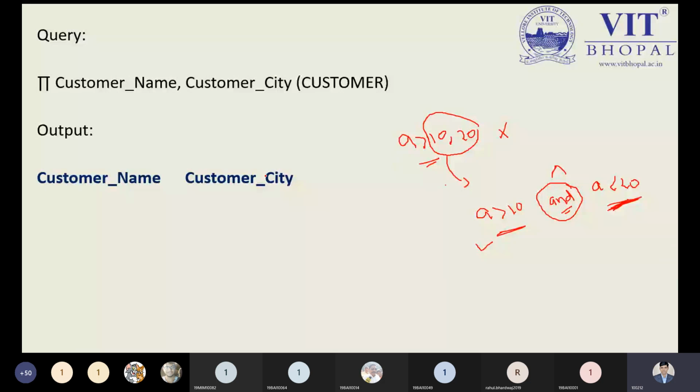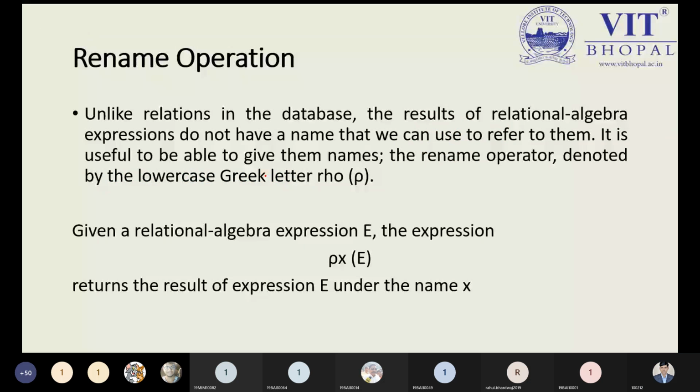Okay, now the next unary operation under the fundamental part is the rename operation. Rename means we want to rename something in our relational algebra or relation. In the rename operation, we want to rename the database record name. Sorry, the field name, or the relation name. Field name, sir.